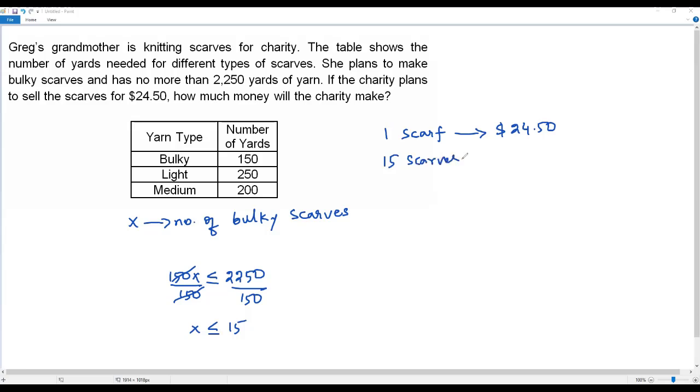So 15 scarves. To find how much money the charity will make by selling a maximum of 15 scarves, we have to multiply the cost of one scarf by the number of scarves, that is 15. So 15 times $24.50. Let me write over here. When I multiply 15 and $24.50, I'm getting $367.50. This 15 is the maximum number of scarves Greg's grandmother can make, so this is the maximum money the charity can make. So the charity will make at most $367.50.